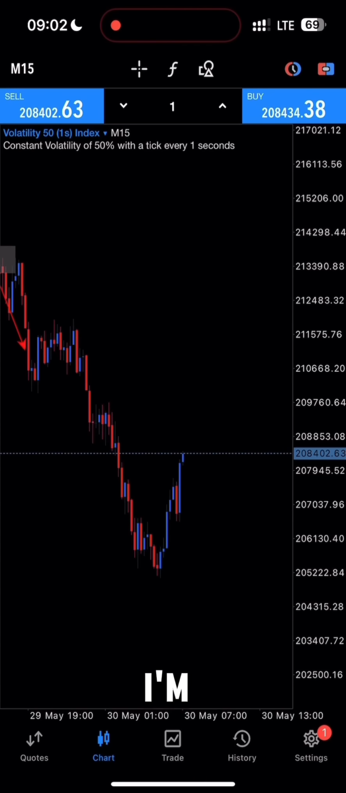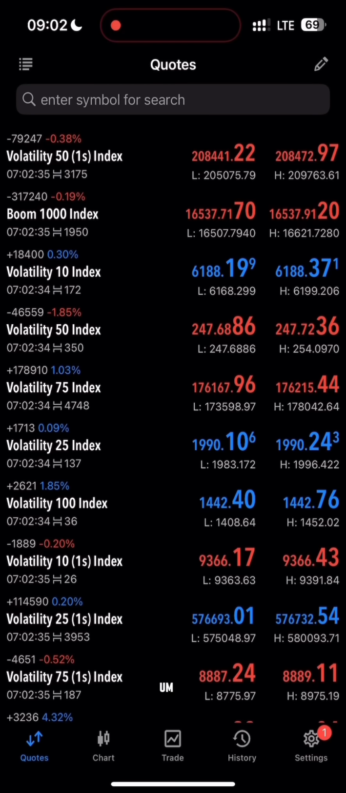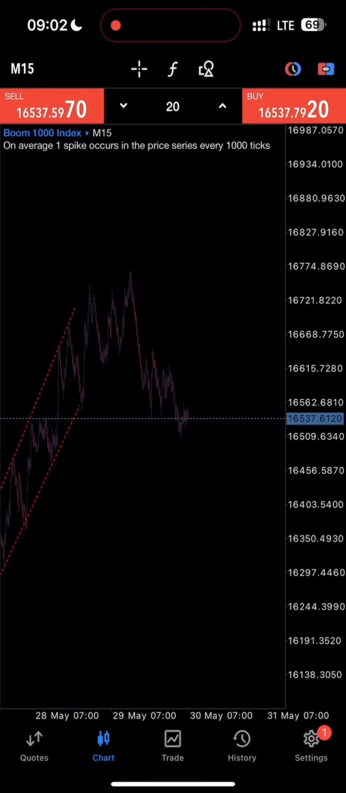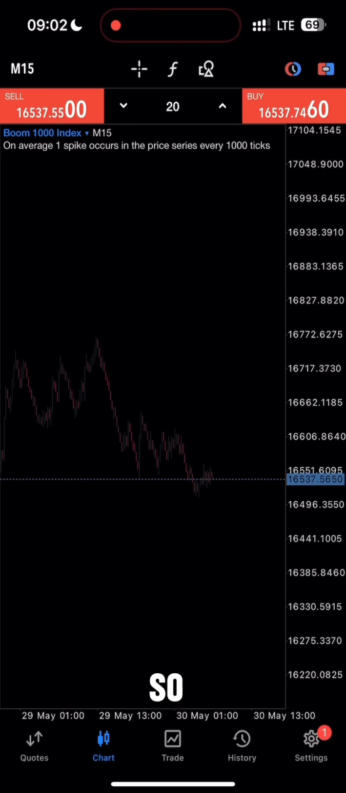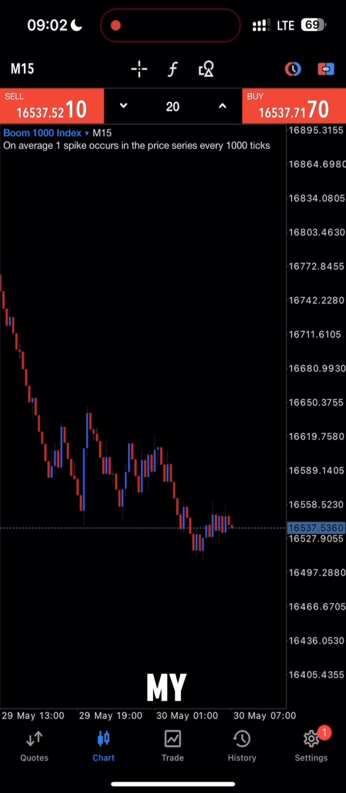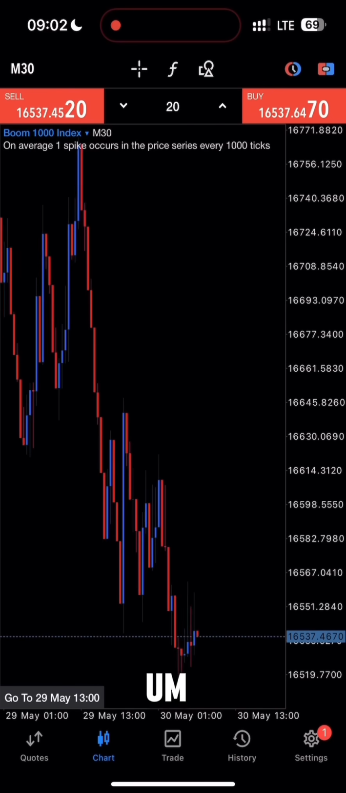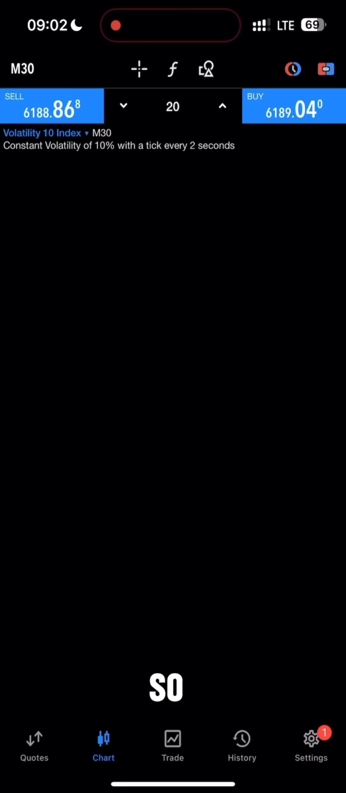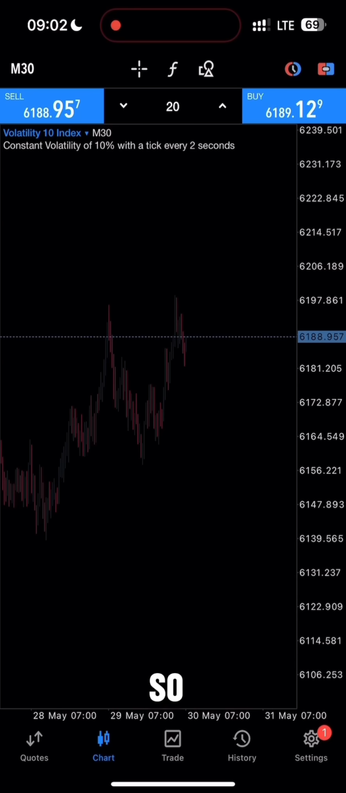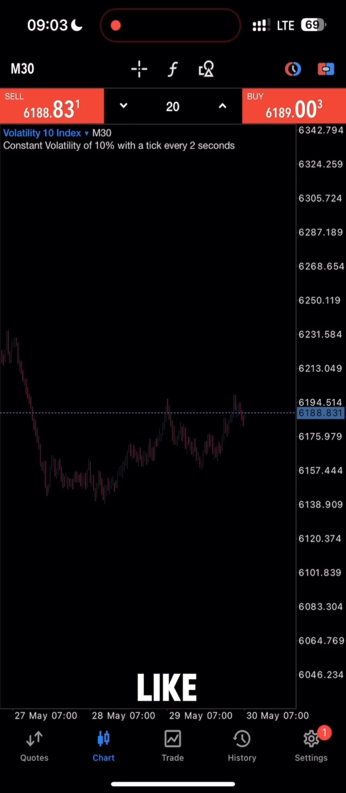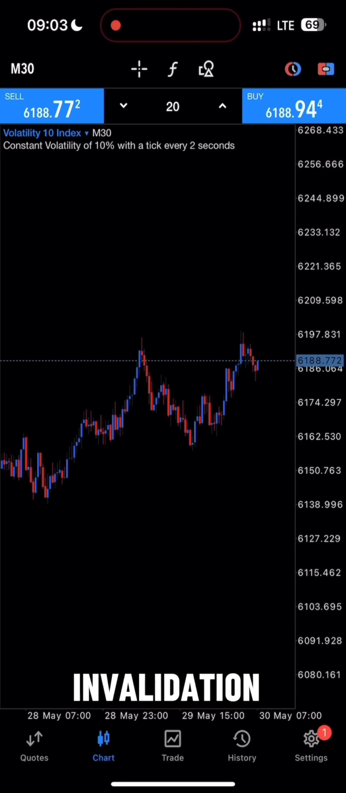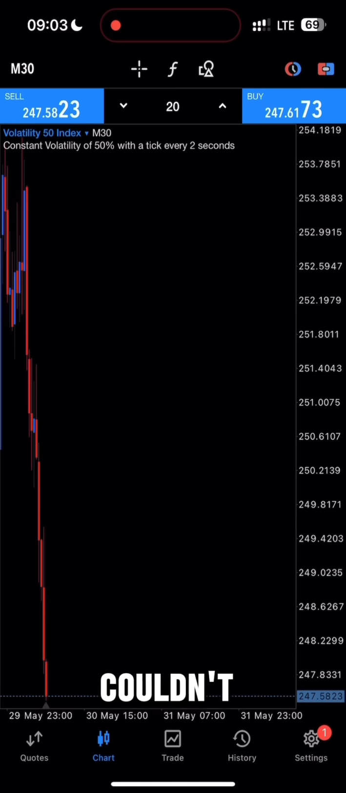So in this area I'm gonna try to find flag patterns with everyone. You see I'm in Boom 1000. I also trade Boom and Crash. So just because I don't show them in my videos, it doesn't mean I don't trade them. I'm gonna make a video for them soon, because everyone loves these two. But I didn't find a flag pattern in Boom 1000. In fact, the one that I found is now forming the second leg halfway down there, so it's an invalid entry. Now from Volatility 10, couldn't find anything.